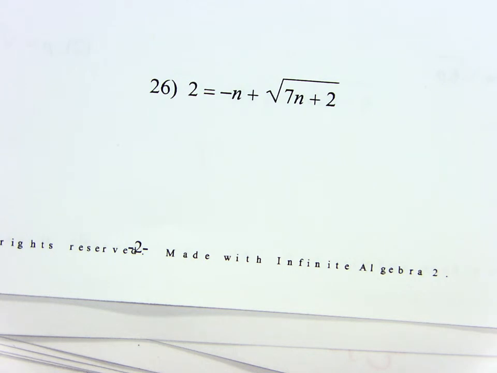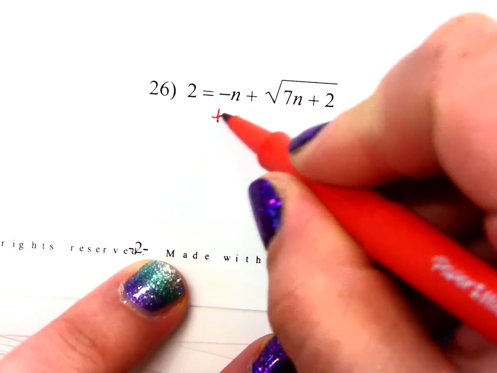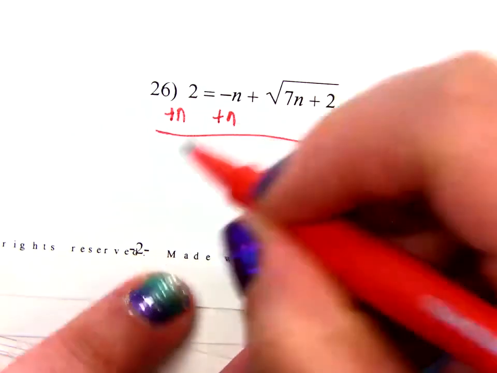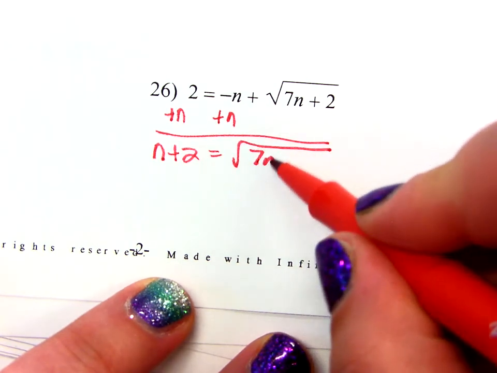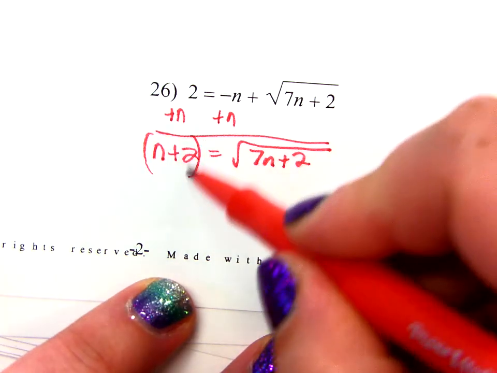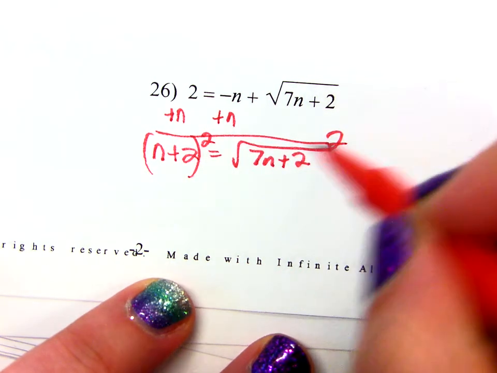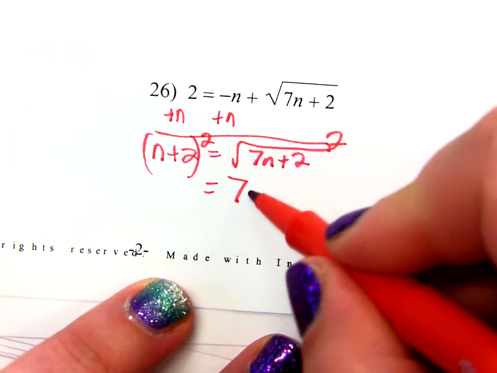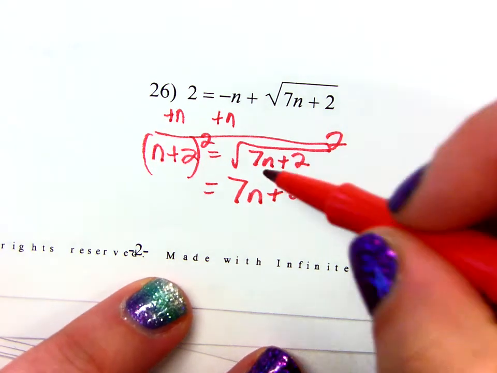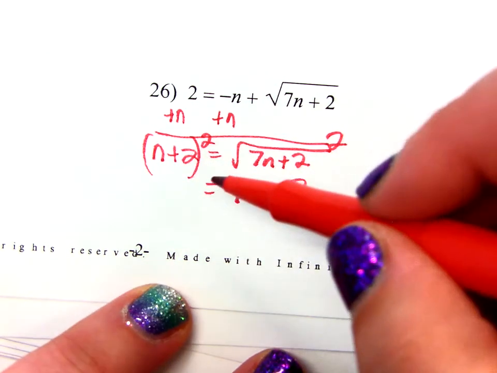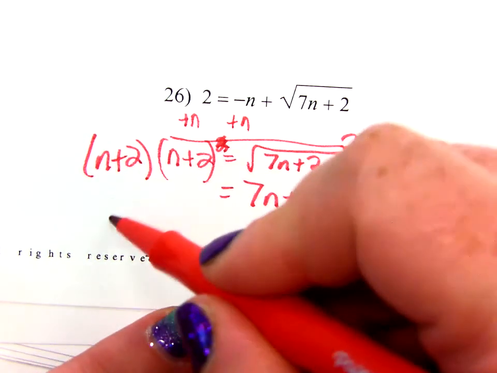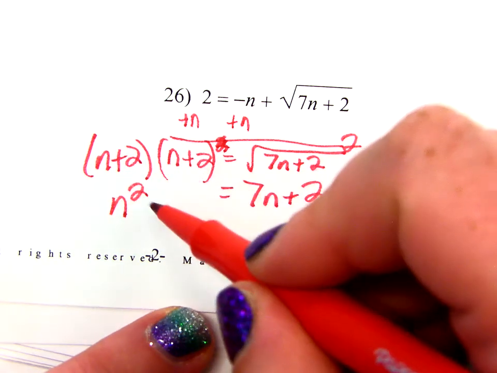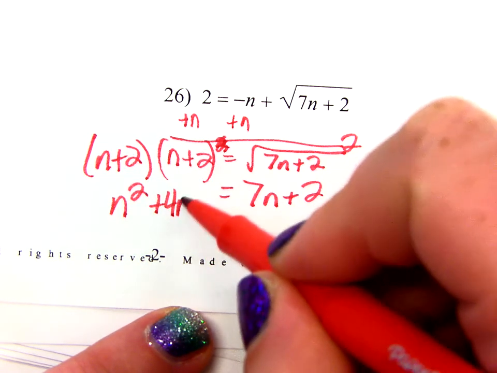Can someone tell me what the first thing is that I would have to do? Yes, you got to add that n to the other side. So, on the left, I have n plus 2. On the right, I have square root of 7n plus 2. I'm going to square both sides, because now step 1 is done, right? So square both sides. On the right, you should have 7n plus 2. On the left, you have to FOIL that out. So if it helps you to write the other n plus 2 there, and FOIL it, go ahead. Whatever you have to do. It should get you to n squared plus 4n plus 4.